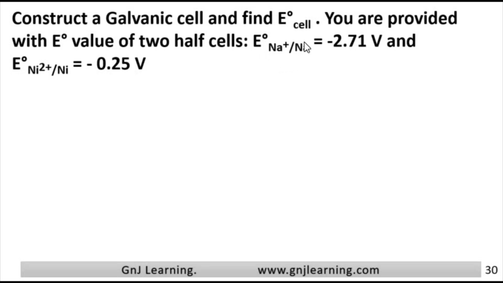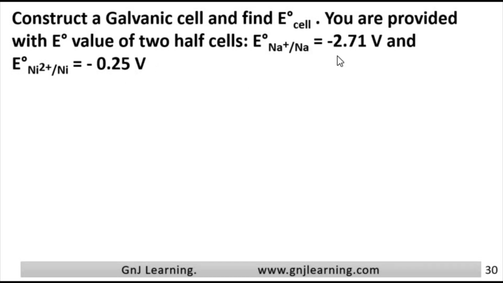E0 sodium electrode is equal to minus 2.71 volt, and E0 nickel electrode is equal to minus 0.25 volt. So for sodium it is minus 2.71 volt and for nickel it is minus 0.25 volt. So I have to construct a galvanic cell. For a galvanic cell I must have a cathode and an anode, and I should know the reaction.